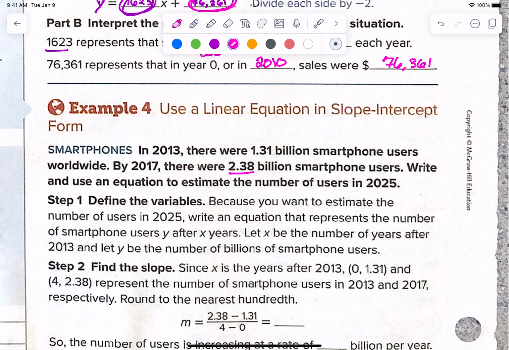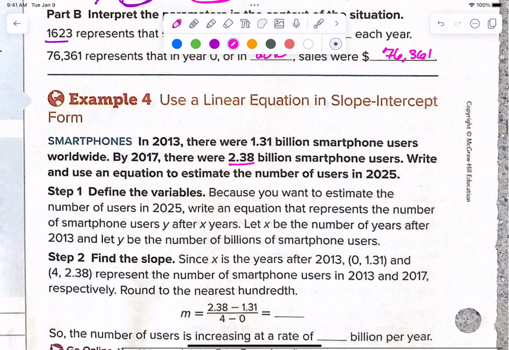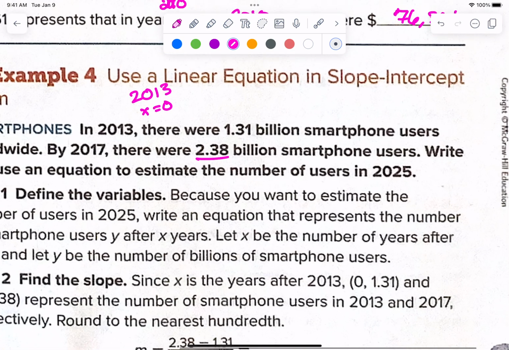Okay, let's do this real quick. Let's say 2013 is my year 0. So we're going to say x equals 0 is 2013. And what I have then is the coordinate point (0, 1.31). Does that make sense? 0 coincides with 1.31. What would the year 2017 be? 4, yeah. And that is 2.38. Got it? Does that make sense?